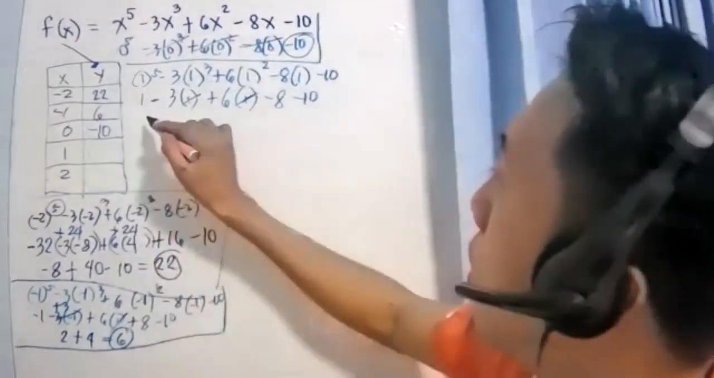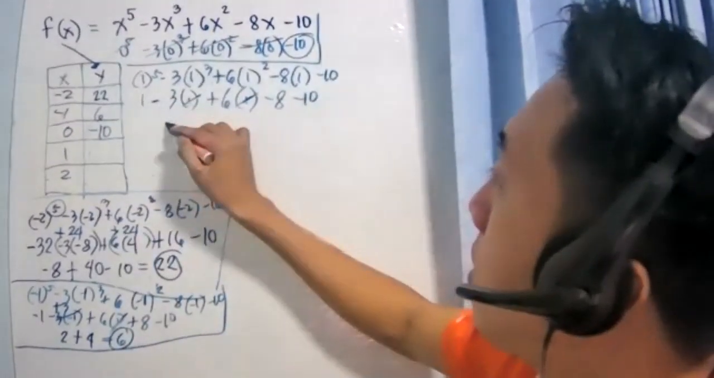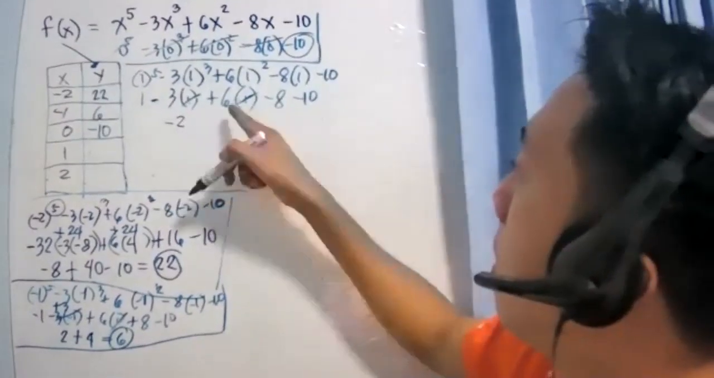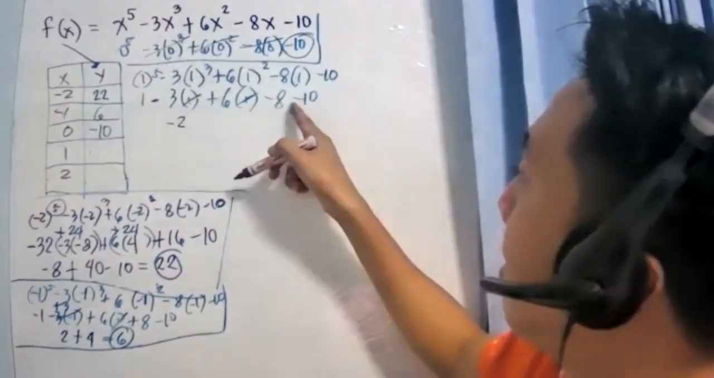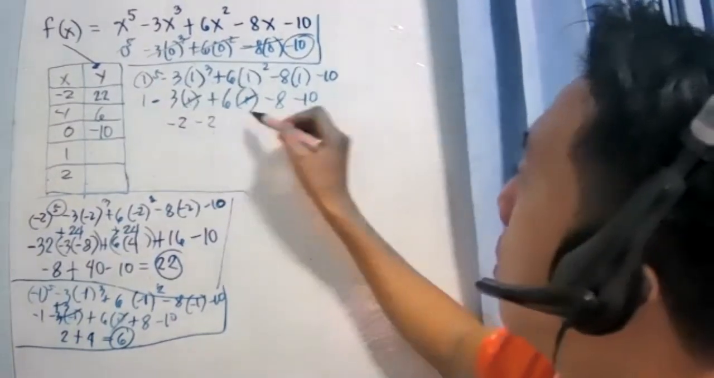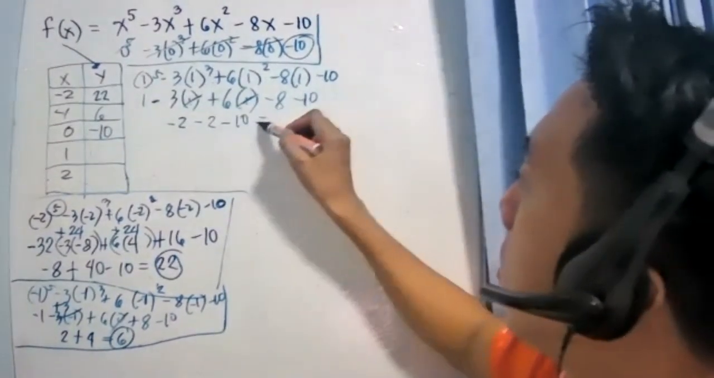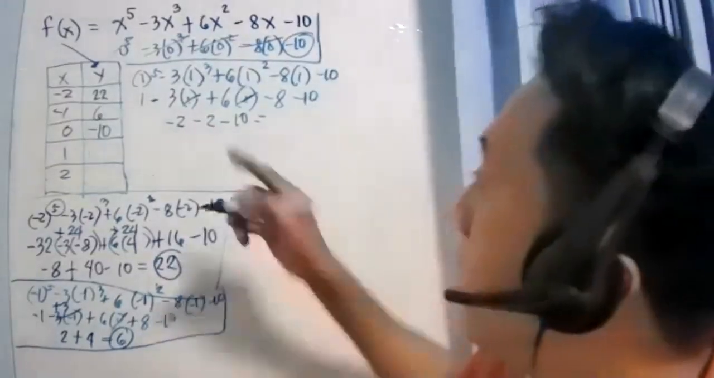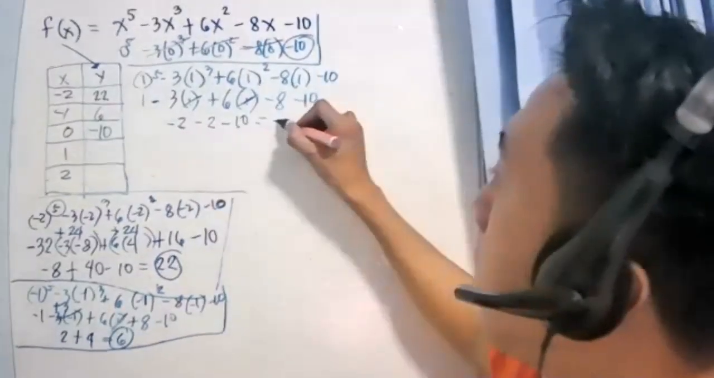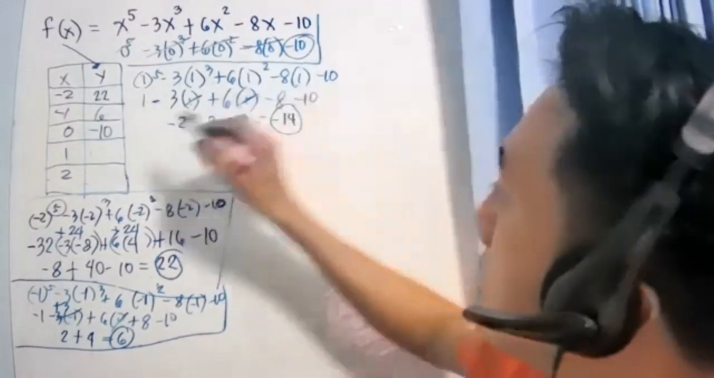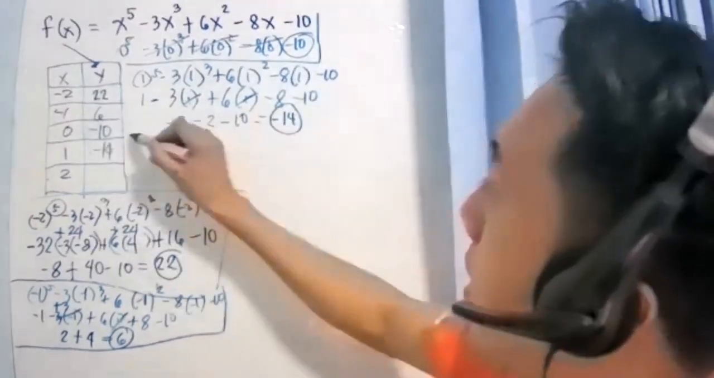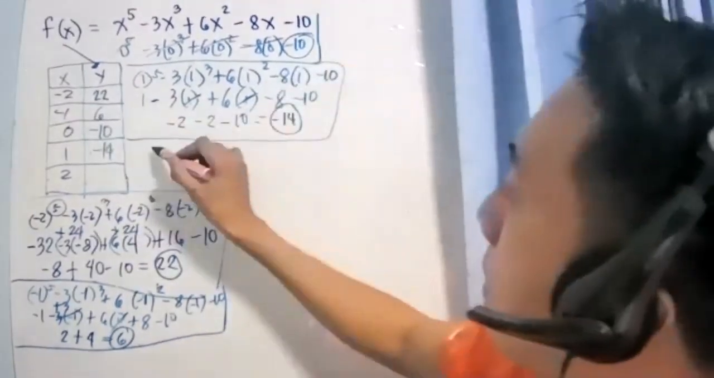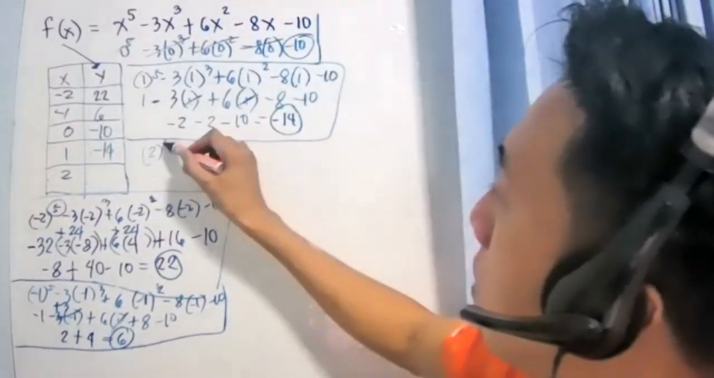Okay? So we have 1 minus 3, that is negative 2. 6 minus 8, that is also negative 2. And then negative 10. So, negative 2 minus 2, that's negative 4. Negative 4 minus 10 is negative 14. So, negative 14 on this side. And then for the last one, we have the 2. Ito ang mahaba-haba.